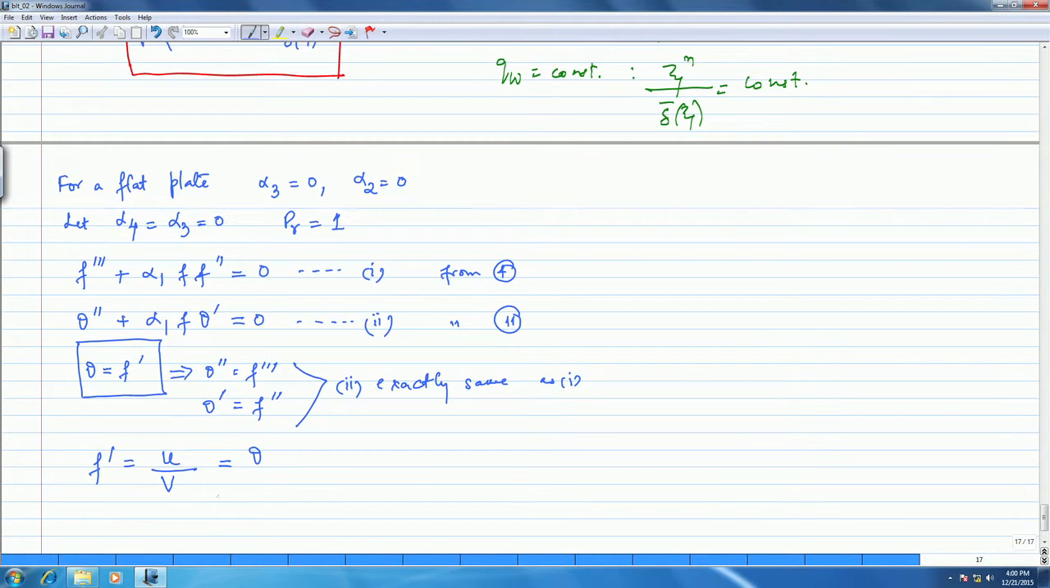This thing that we just wrote here, theta is nothing but non-dimensionalized temperature, and it is equivalent to the non-dimensionalized velocity, or the first derivative of the similarity stream function f. That is what this thing means. Let me write that down.